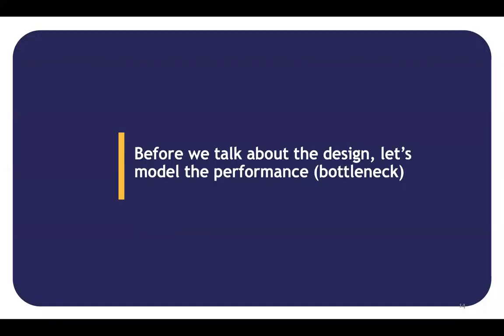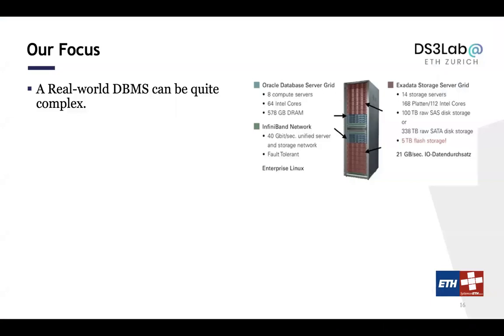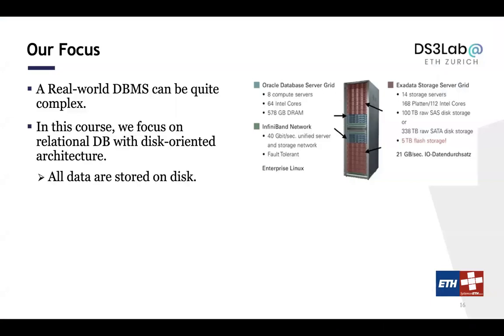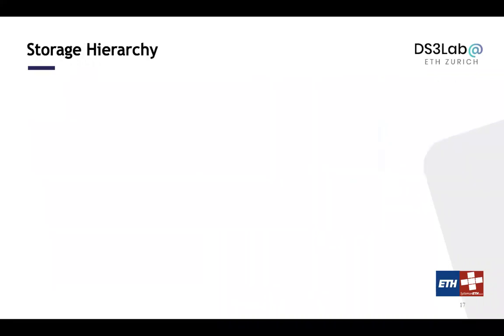Before we talk about the disk manager, let's try to model the performance, or model the system bottleneck, to make sure that whenever we are reading about the system, we know which part we are really trying to optimize for. That gave us the storage hierarchy, which inspired almost all the optimizations that we are going to talk about in the coming couple of lectures. Again, a real world database system can be really complex. In this course, we focus on a disk oriented architecture, but let's try to make that even more precise about what we mean by that. And given that assumption, what are the system bottlenecks?